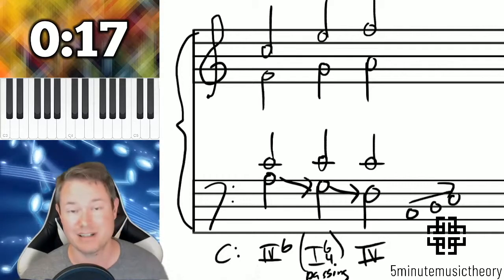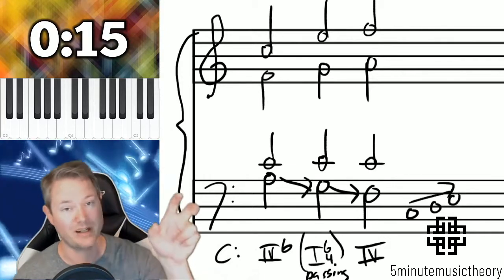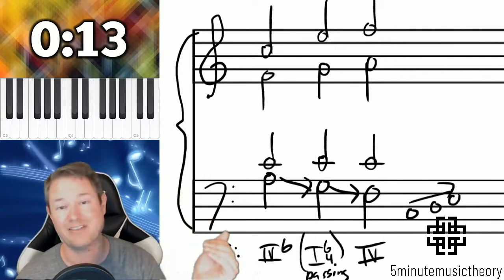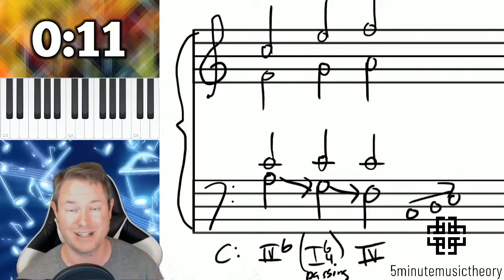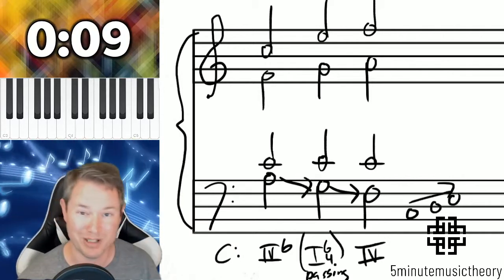And make sure, because it's a non-functional chord, that you put it in parentheses or brackets and then indicate the type underneath, which is passing, like that. And that gives us all the information that we need about it.